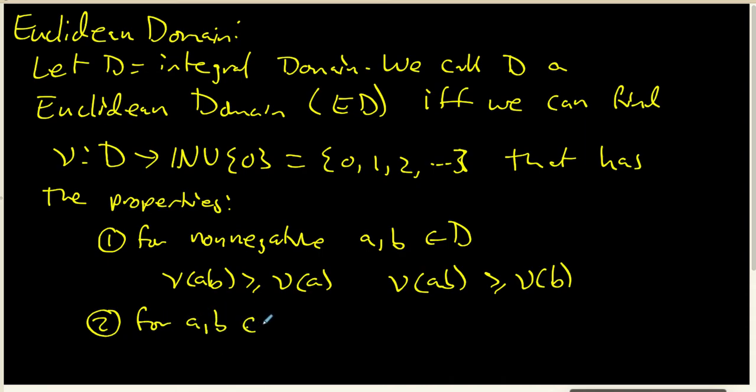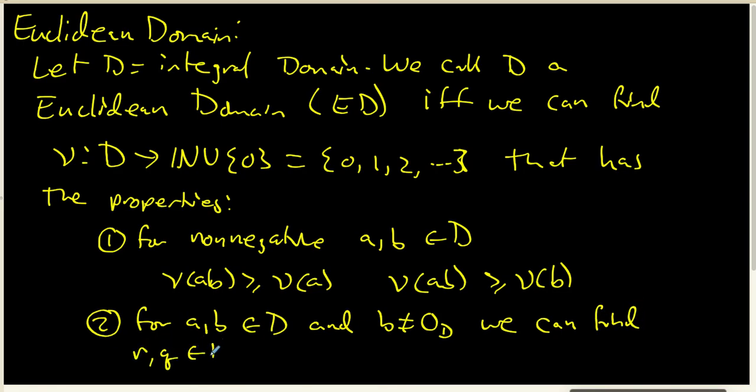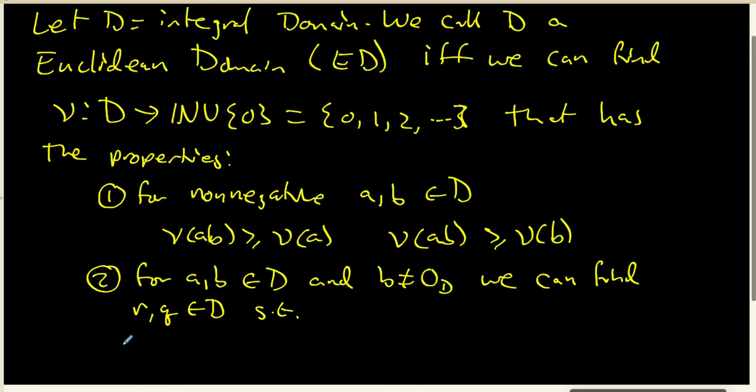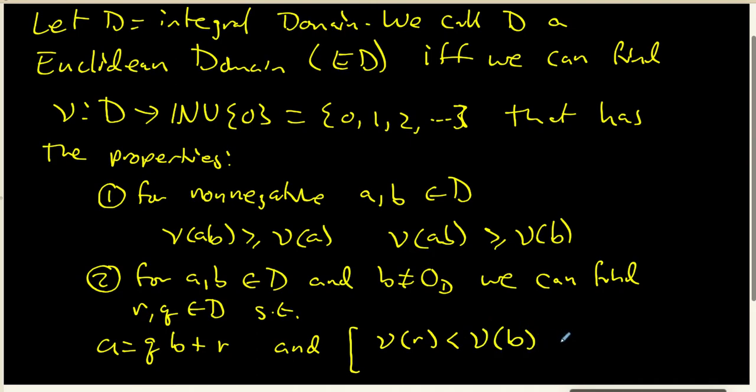The second property is the thing that looks like a division algorithm. For A and B inside my domain D, and B is something other than 0, we can always find R and Q inside D such that A can be written as Q times B plus R. And the second thing is that we have that nu of R will be strictly less than nu of B, or R will be the 0 element inside my domain D.